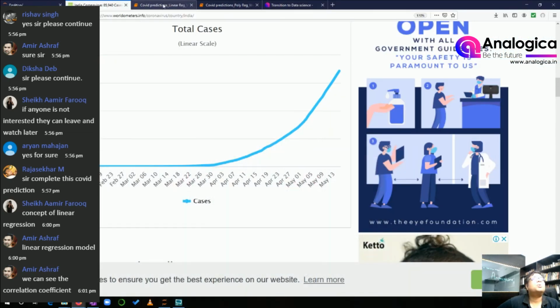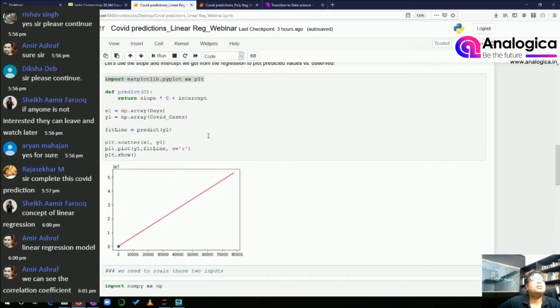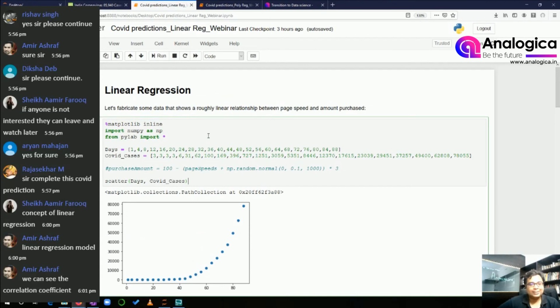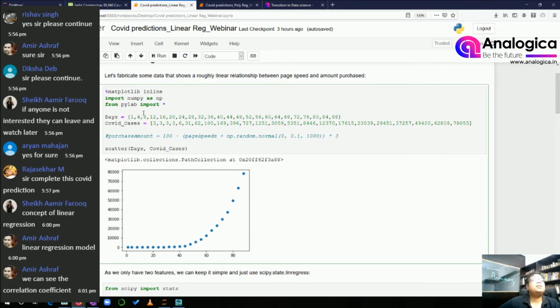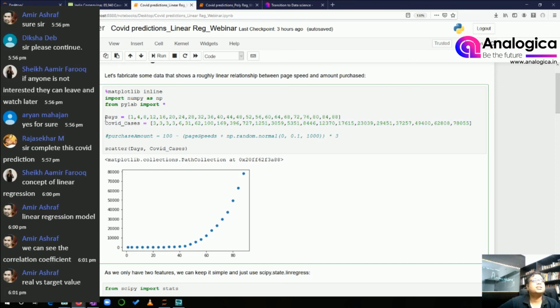and let's explore. So I have built a small equation here. The same data that you saw, I have put it here directly instead of going through importing Excel sheets and making it more complicated. I put it directly here, days and cases. Right? Yes, Mr. Amir, yes, you're right. The real versus the target value. So we've got days ranging from 1 to 88th day.